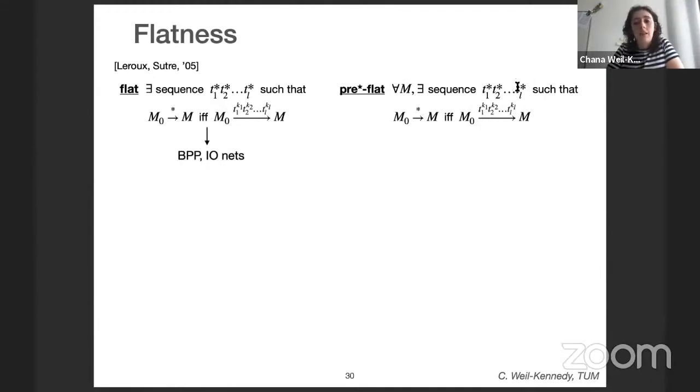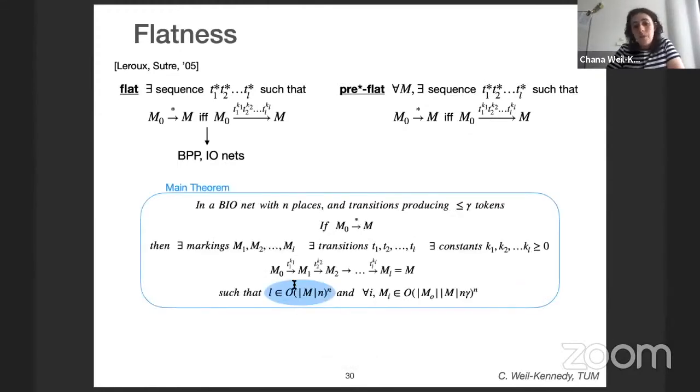So for all M, there exists a sequence T1 star, T2 star, TL star, such that a marking M0 reaches M if and only if it can reach it via a word of this regular language of transitions. And in the main theorem, we show that if M0 can reach M, then there is this firing sequence which has accelerated length, which depends only on the places of the net and on the number of tokens in the final marking M. So this gives us directly that bionets are pre-star flat.